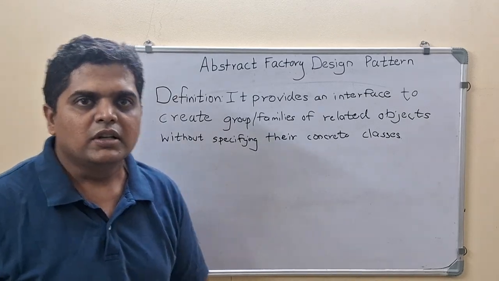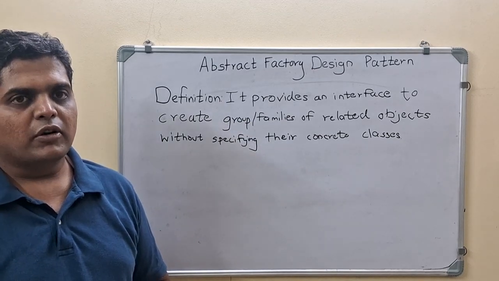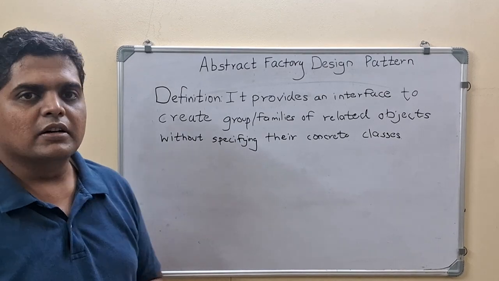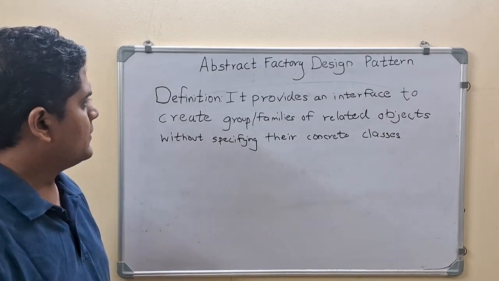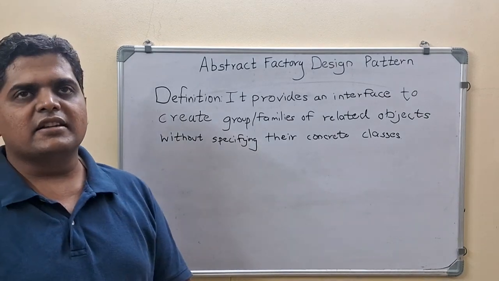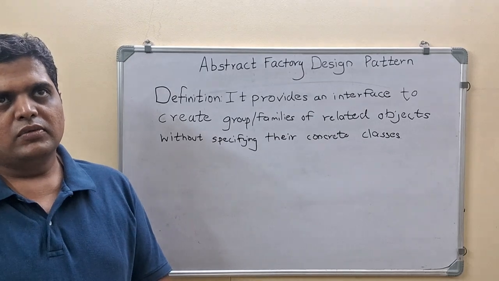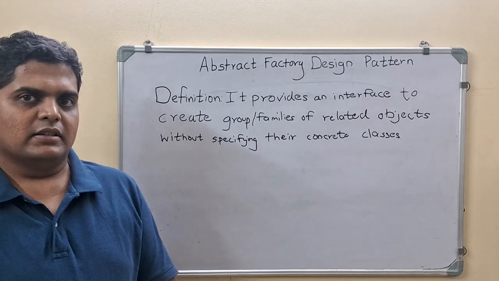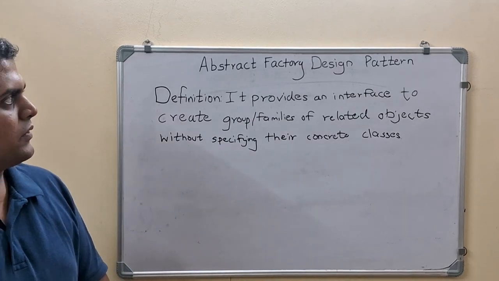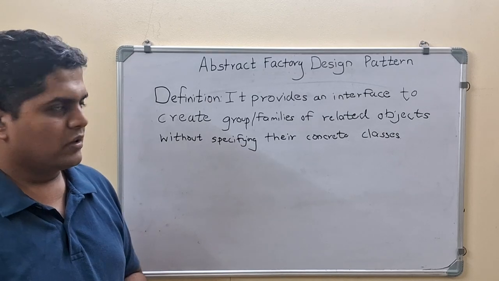concrete classes. So you do not need to know the concrete classes, and through abstraction and the factory pattern, you can create families of related objects, meaning similar kinds of objects. Let's consider an example of a car factory. You need not know the specific car model or its internal details, and using the car factory object you can create a series of cars and families of car objects.